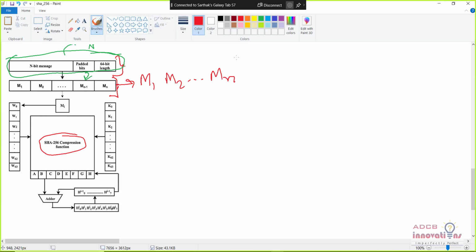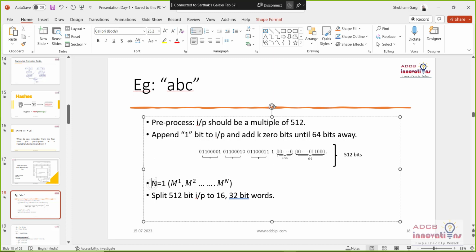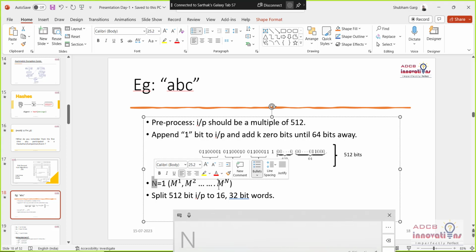Okay, and when we talk about these slides, okay, let me take you back to the slides. You will see that there is something written like n is equal to 1 and all these things.